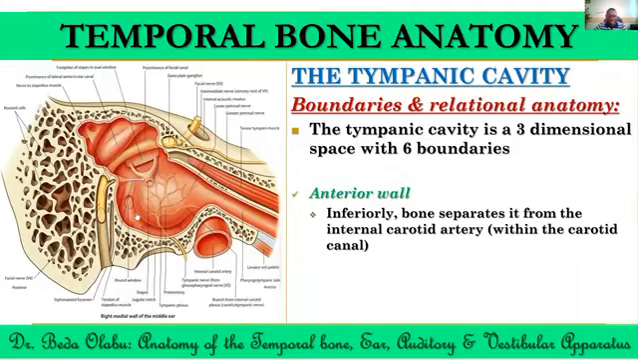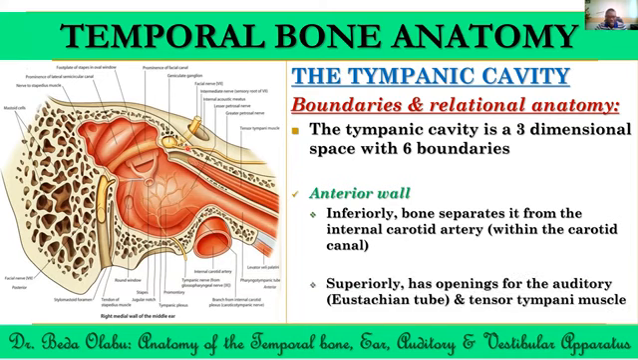How about the anterior wall? The anterior wall has openings, but also has very thin bone. The thin bone is more anteroinferior, and that thin bone separates from the internal carotid artery, which runs within the carotid canal. Well, the bone is not as thin as compared with the one separating from the internal jugular vein or from the middle cranial fossa, but still thin.